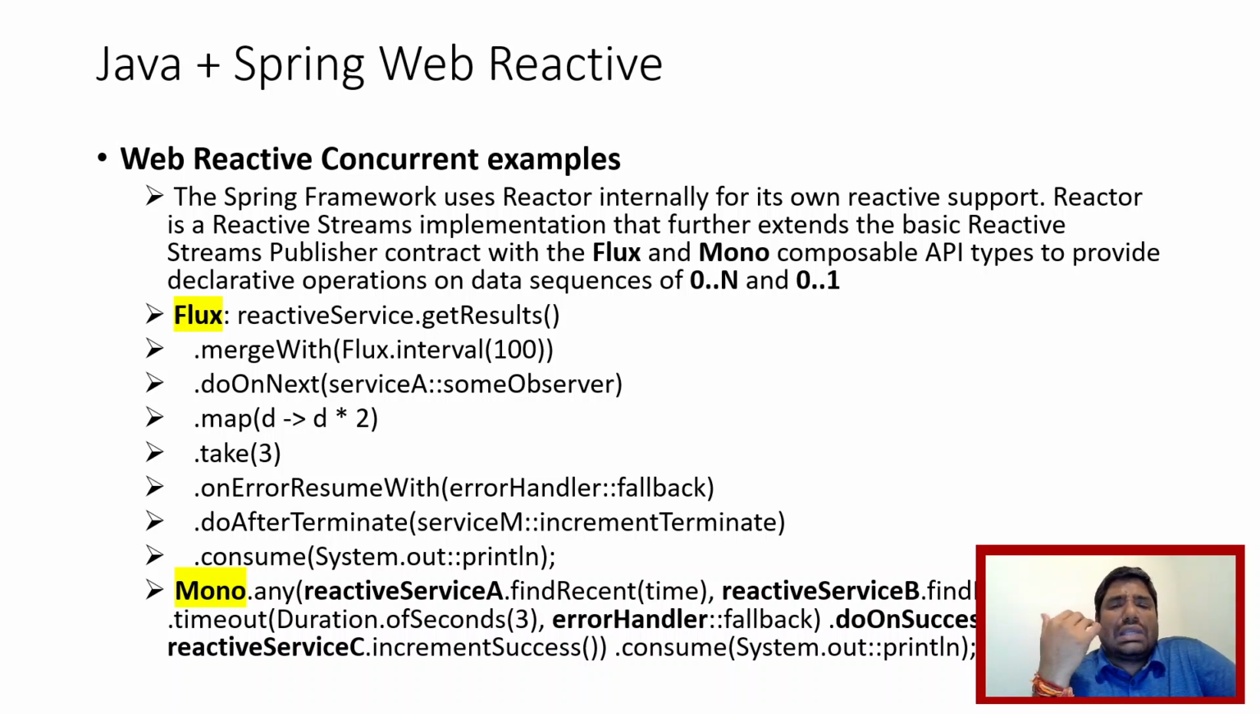Likewise, you can keep having as many operations as you need. This is called concurrent operations which is being made. So you can see the mono with any service A, they are doing something, service B, they are doing something, and then they are setting some timeout as well for the service B, and error handling, do success. These tasks have been performed concurrently on the application side.